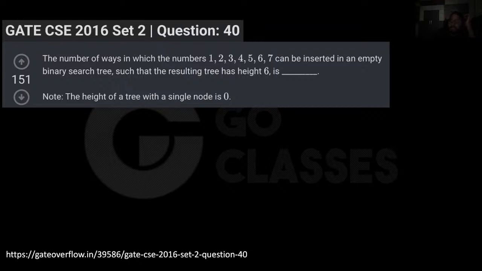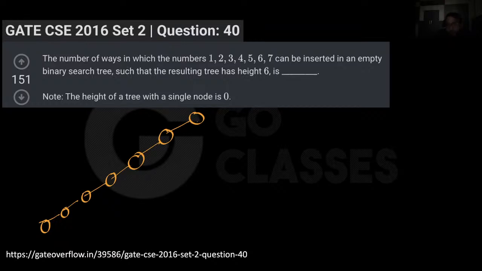They are saying the number of ways in which the numbers can be inserted in an empty binary search tree such that the resultant height is 6. So height of a tree with a single node is 0. Basically, if the resultant height is 6, then the tree has to be skewed, right? I mean, at every node, at every level, you will be having just one node. Height is 0, 1, 2, 3, 4, 5, 6, which means you can have 7 nodes here. So this is 1, 2, 3, 4, 5, 6, 7.